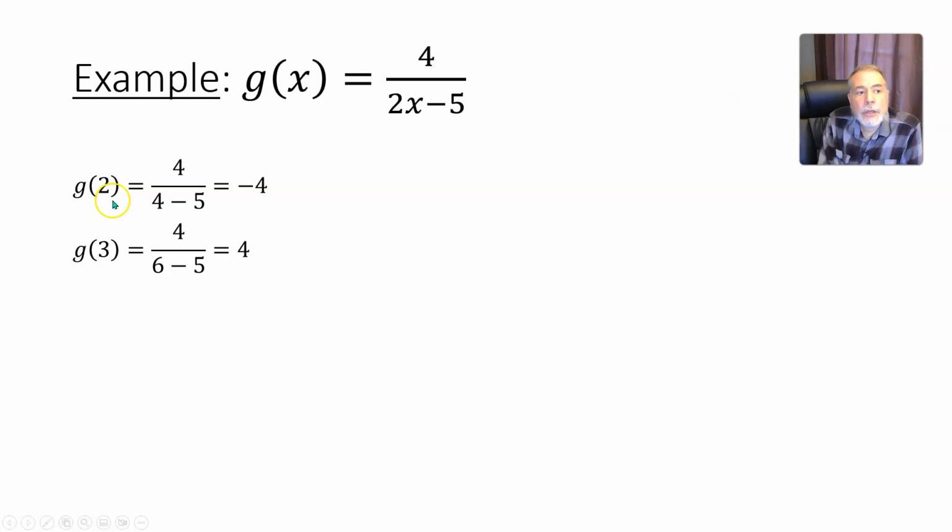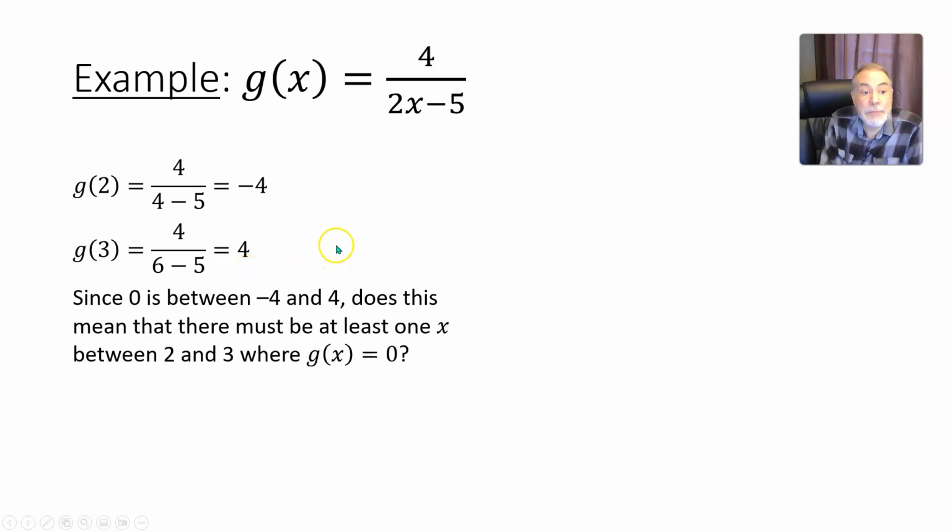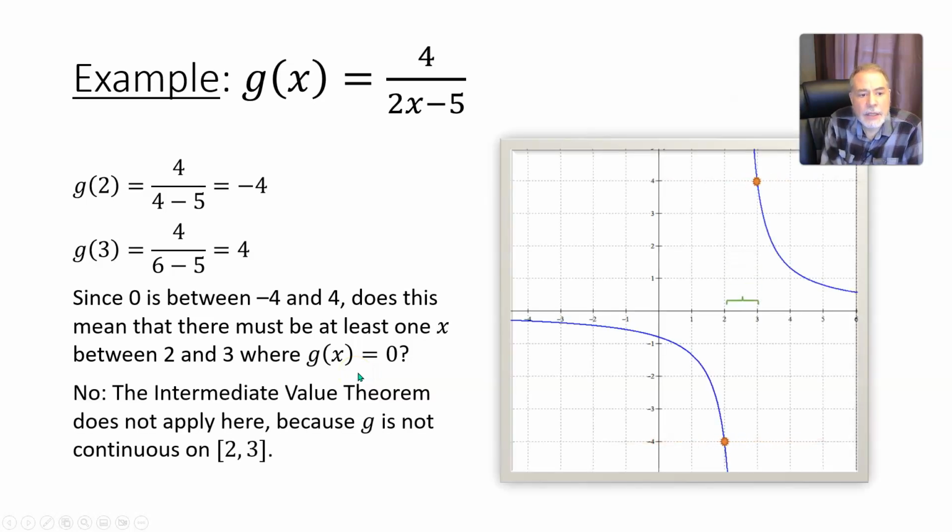So g of 2 is negative 4, g of 3 is positive 4, 0 is somewhere between negative 4 and 4. Does that mean that there must be at least one x between 2 and 3 where g of x is equal to 0? Well, no, not necessarily. The intermediate value theorem does not apply here because this is not a continuous function. It's not continuous on the interval from 2 to 3. It's got that discontinuity at 2.5, which is between 2 and 3.